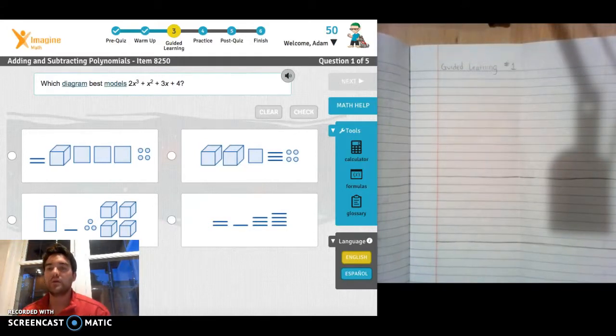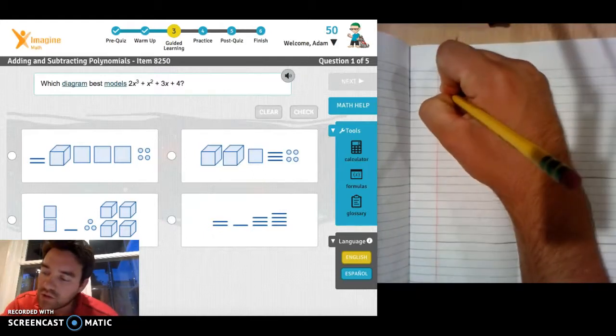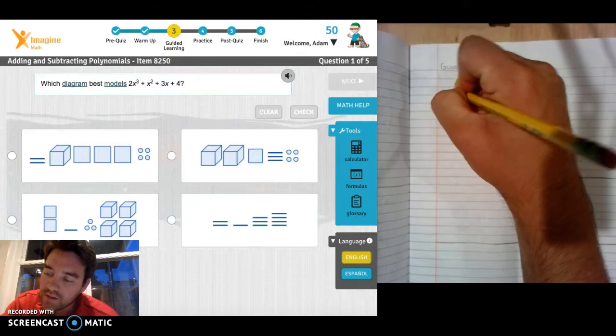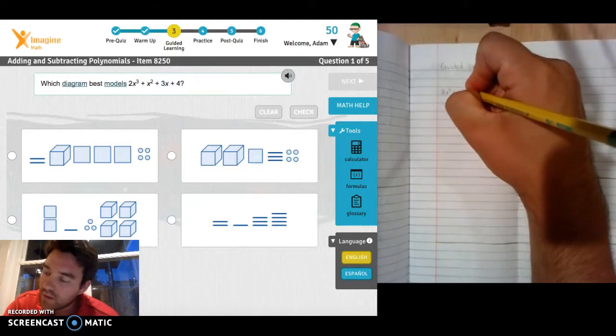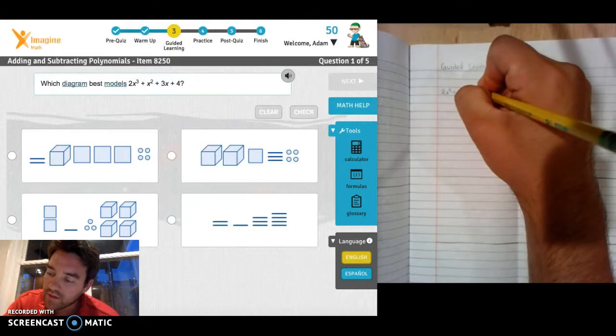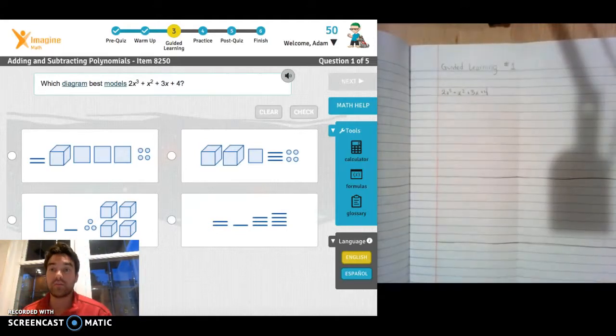All right? So the first thing you're going to do is look at the question, and you're going to answer it. Which diagram best models 2x cubed plus x squared plus 3x plus 4? So I'm looking at this, and I'm like, 2x cubed plus x squared plus 3x plus 4. Remember, you're writing down everything I'm writing. And I'm looking at this, and I have no idea what I'm looking at. I know that this has to model. Let's see, what is it telling me?